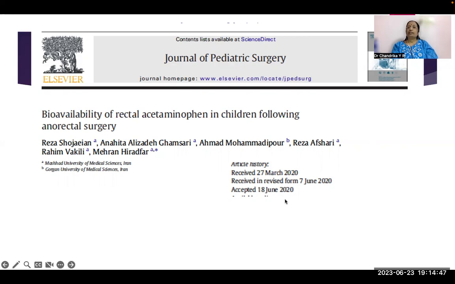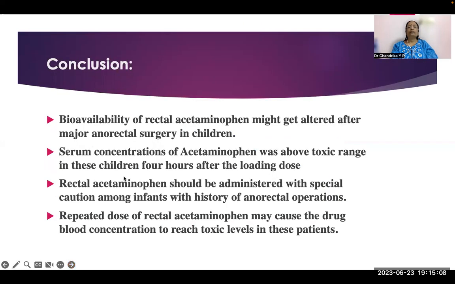So they wanted to see what happens after anorectal reconstruction. Will there be any alteration in the vascularity which will influence the absorption? They have concluded that the bioavailability of rectal acetaminophen might get altered after major anorectal surgeries in children. That may be due to the alteration in the vascularity. Hence, the serum concentration of acetaminophen was above the toxic range in these children 4 hours after the loading dose.